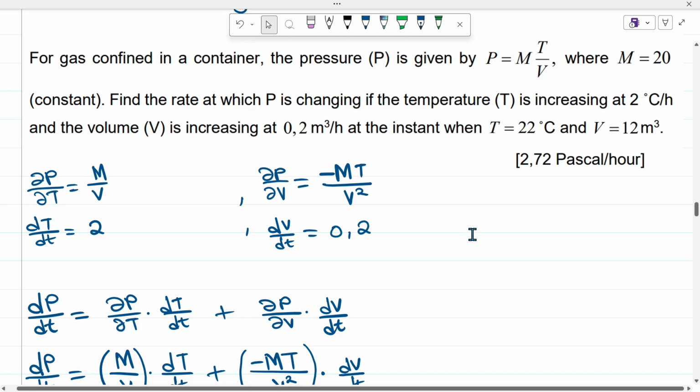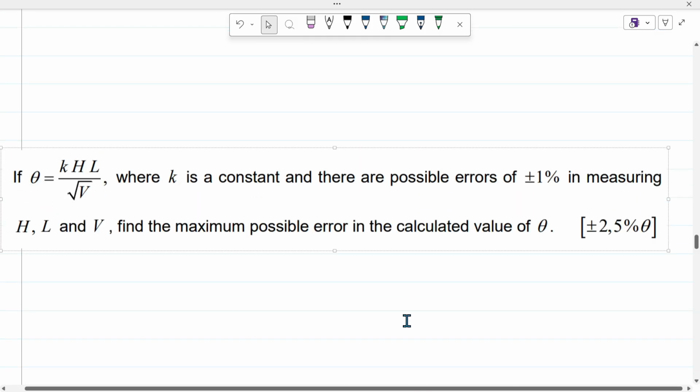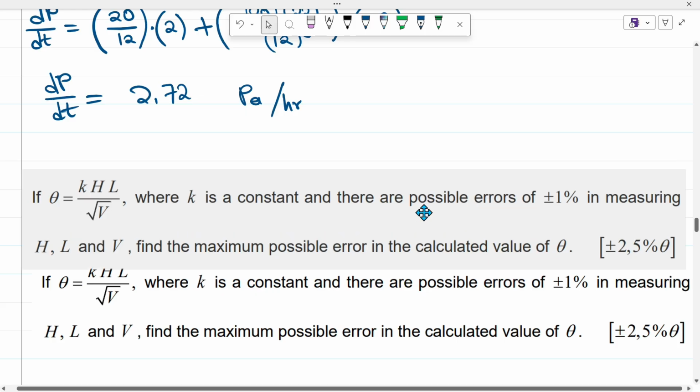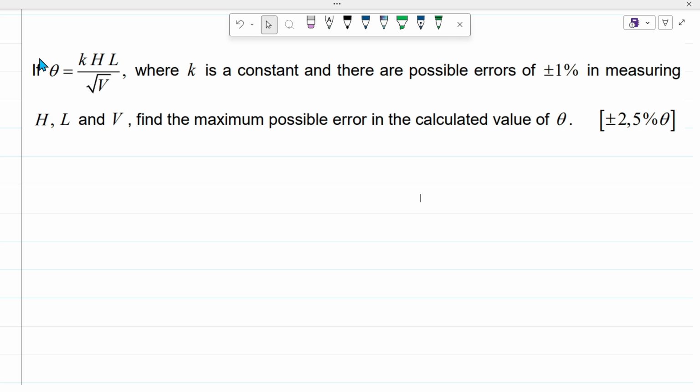All right, let's quickly check other questions. Another question is this one. We have theta equals KHL divided by the root of V, where K is a constant, and there are possible errors of plus or minus 1% in measuring H, L and V. Find the maximum possible error in the calculated value of theta.